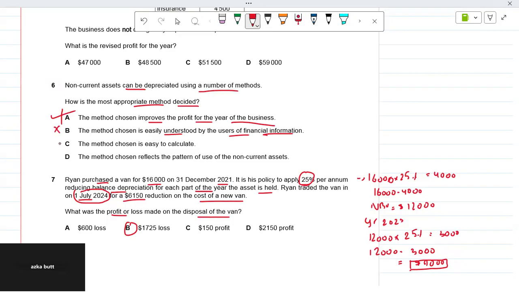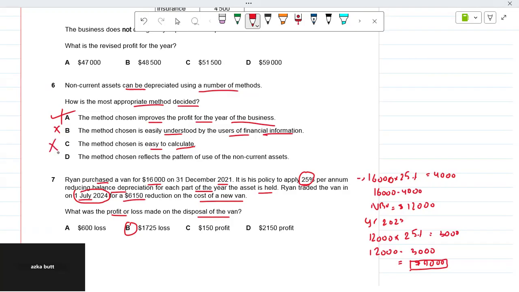Now let's see the C. Method chosen is easy to calculate. So simplicity in calculation is beneficial, but it should not override the need for the method to accurately reflect the asset's usage and consumption of economic benefits. So that's why this is not the most appropriate criterion.